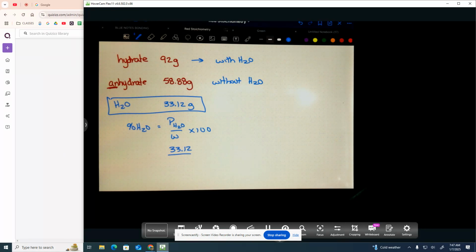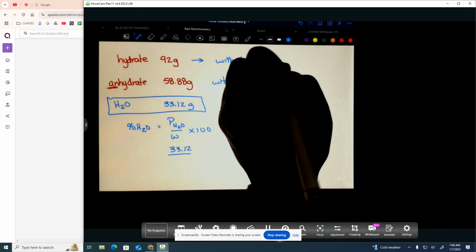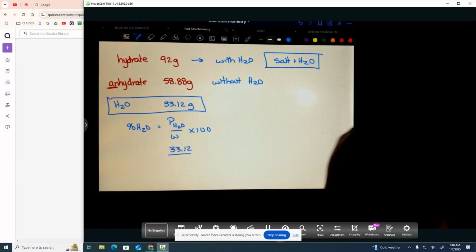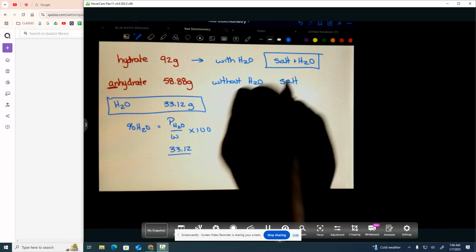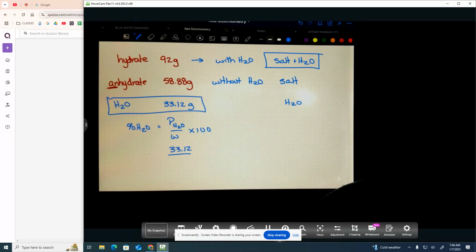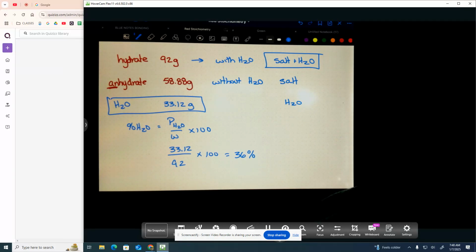Which number is the whole thing? Why is it the 92? Because that's with the water. This is with the water. This is the salt and the water together. That's the whole thing. This is just the salt. This is just the water. You see that? So we're going to put it over 92, and we're going to multiply it by 100, and we're going to end up with 36%. Good?